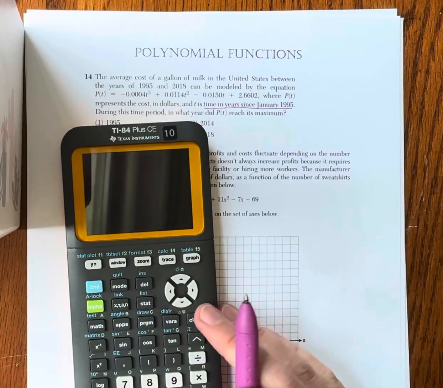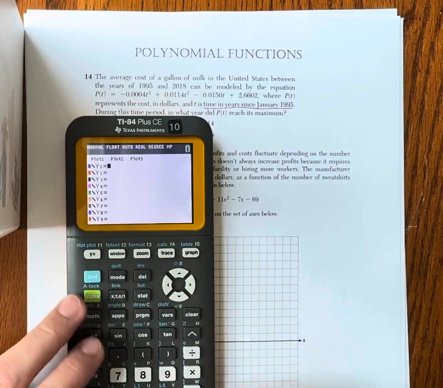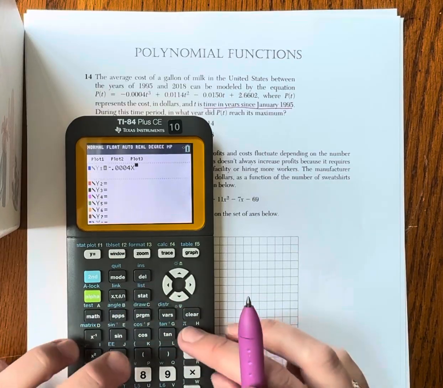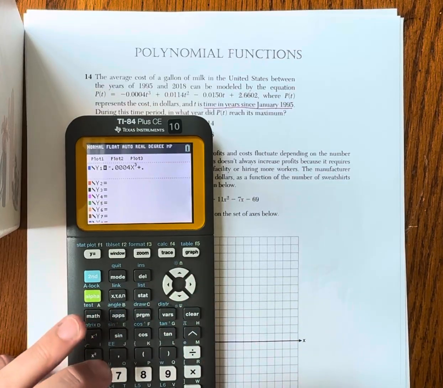So let me throw this into my calculator. Negative point. And then instead of t's, I'm going to use x's.